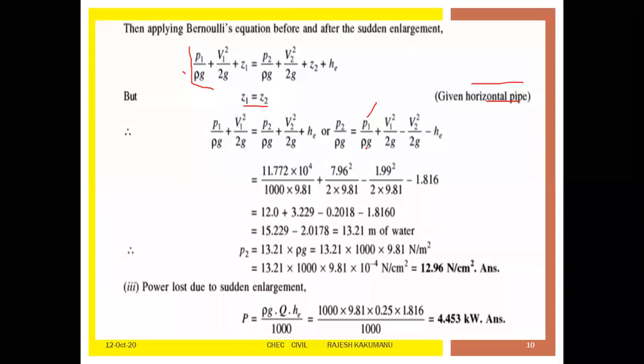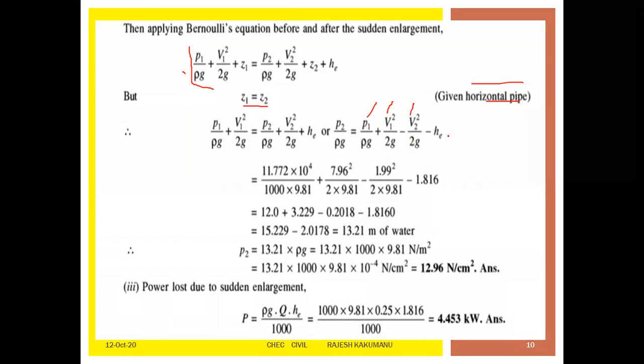Then P1 by rho g value is obtained, V1 square by 2 into g value is obtained, V2 square by 2 into g value, minus 1.8. Substituting and going on, you finally get 13.21 meters of water. That is the pressure intensity at P2. So P2 by rho g is 13.2; this rho g is in the denominator, so sending it to the other side and substituting rho into g, finally you get 12.96 as the pressure intensity.